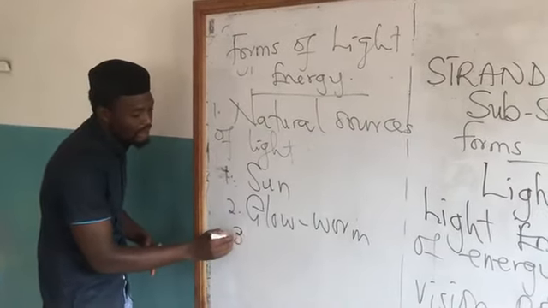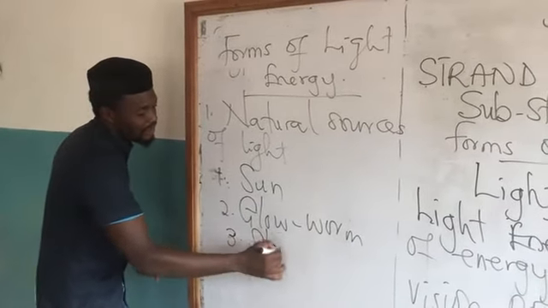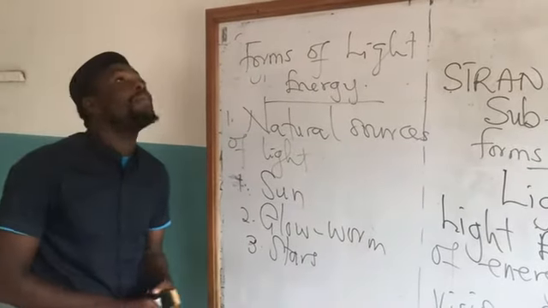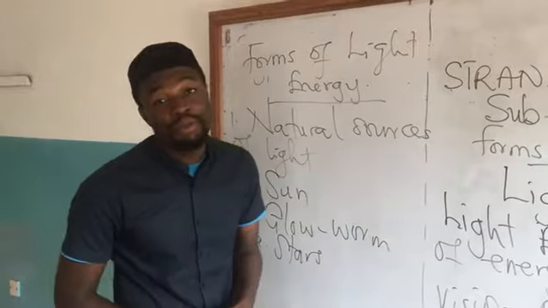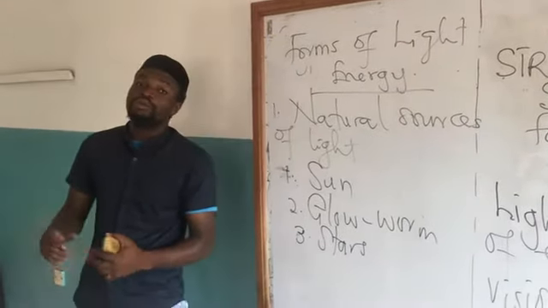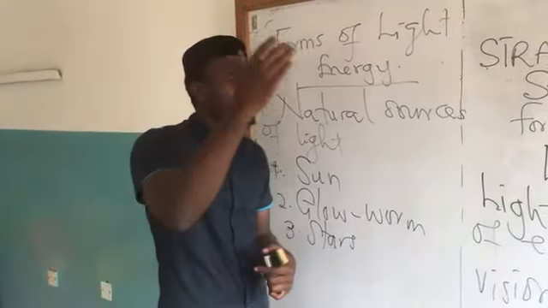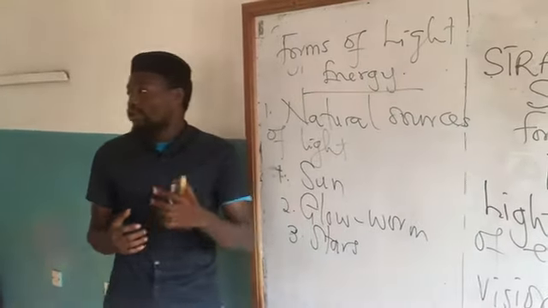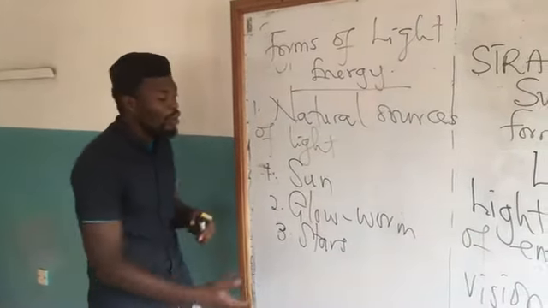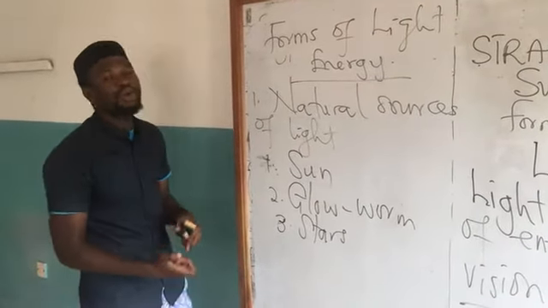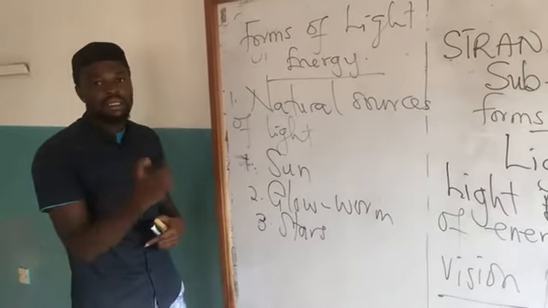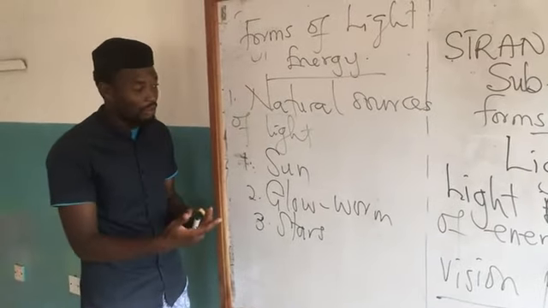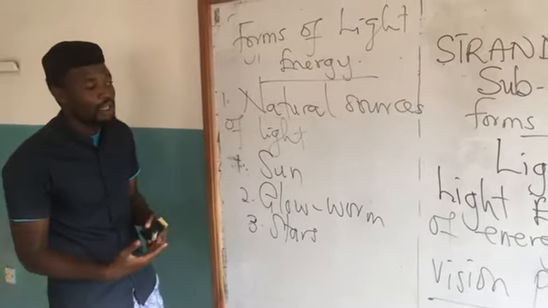And we also have what? The stars. The stars are always blinking at night. When you look up in the sky at night, it looks very beautiful, right? What causes the beauty of the sky is the what? The stars. The stars cause the beauty of it. So these are some few natural sources of light. And I know you get more when you go onto the portal, you get books to read on.